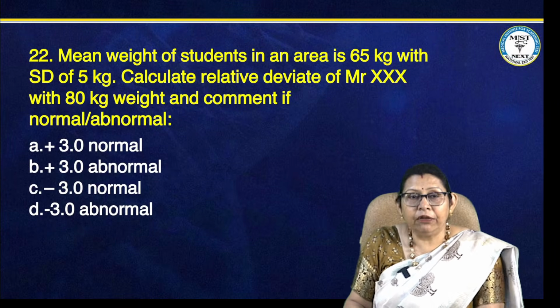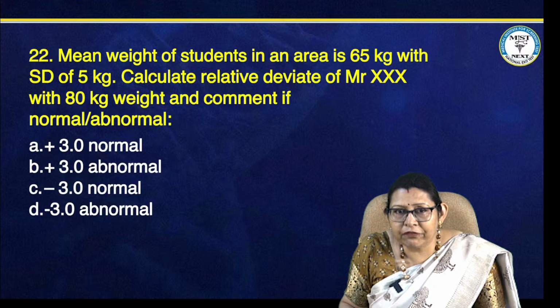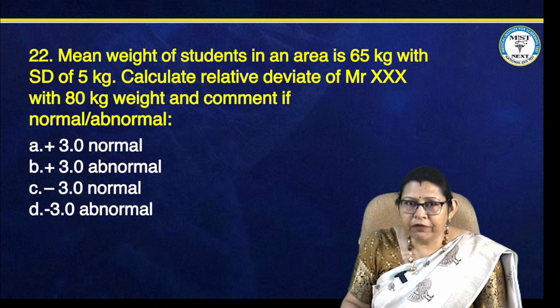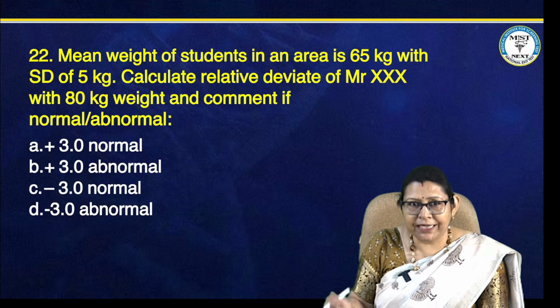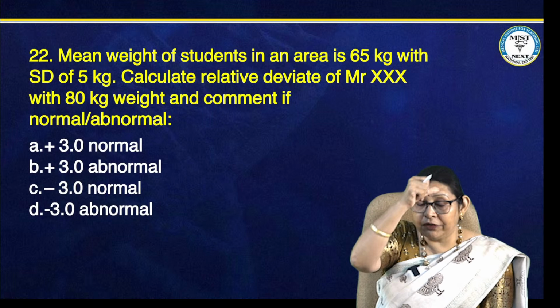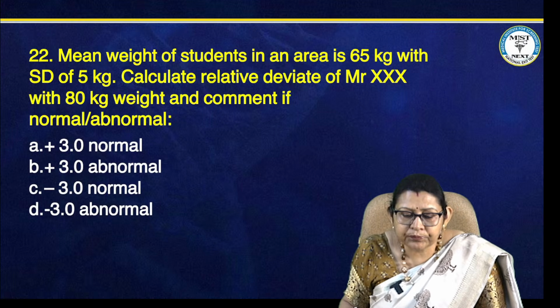The mean weight of students in an area is 65 kg with a standard deviation of 5 kg. Calculate the relative weight of Mr. X with the 80 kg weight and comment if it is normal or abnormal.